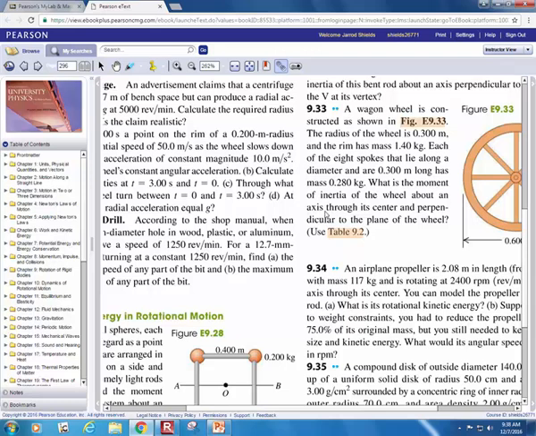We've got a wagon wheel that's constructed as shown in the figure. The radius of the wheel is 0.3 meters, and the rim has a mass of 1.4 kilograms. Each of the 8 spokes lies along a diameter and is 0.3 meters long and has a mass of 0.28 kilograms. What is the moment of inertia of the wheel about an axis through its center and perpendicular to the plane of the wheel?